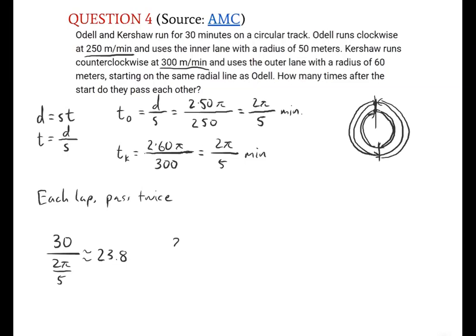So that means that they will run 23 whole laps, and then each lap they pass each other twice, so we can multiply that by 2. And then for this other 0.8 lap, they will only pass each other once in this time, since they will pass each other at halfway, 0.5. So we can add 1 to this. And then the sum of this is just 46. And that is our answer.